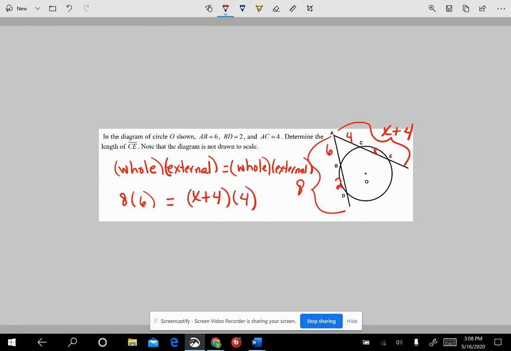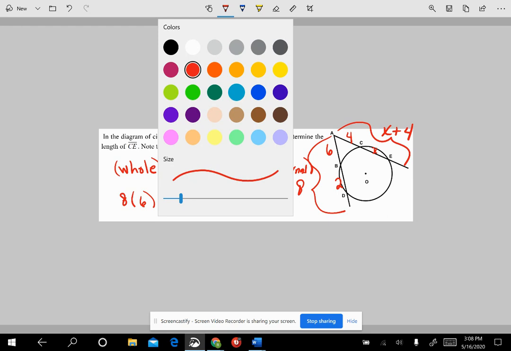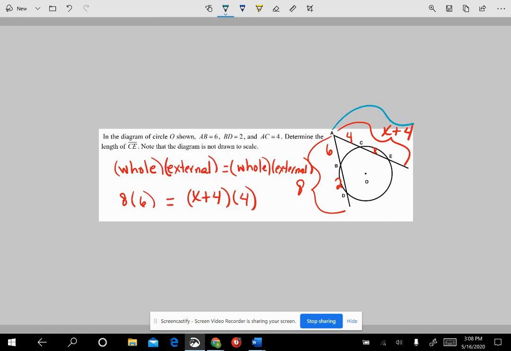Now, if you wish to have made the entire external segment, let's just say y, then the right side of my equation would have been the whole secant times the external part, which would have been 4, and then I'll figure out the missing part later. Either way, you will get the same answer.